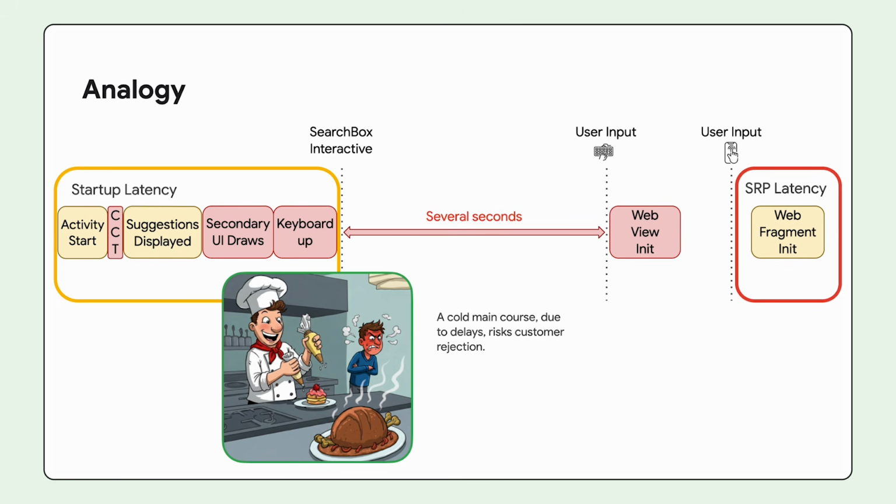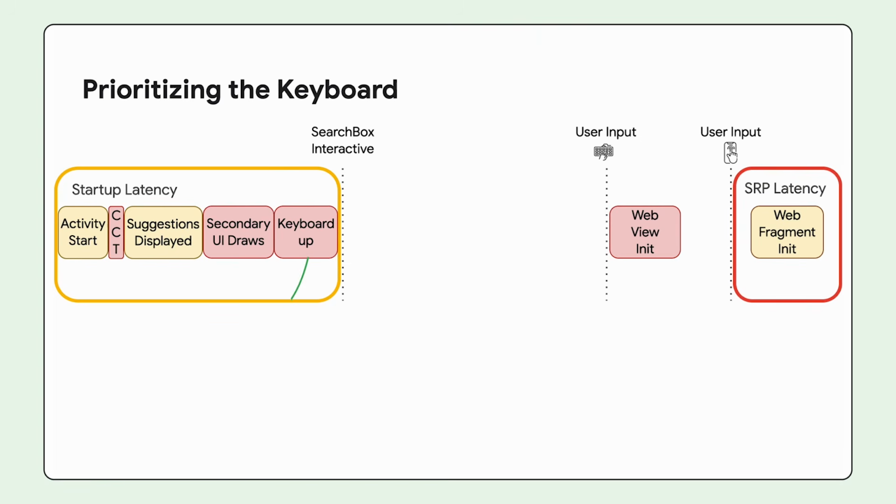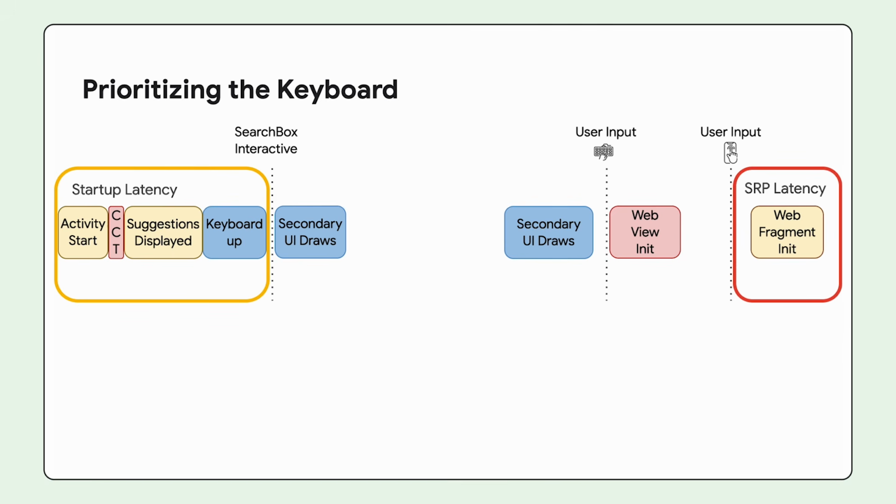A cold main course due to delays risks customer rejection. And this is a parallel to AJ's unfortunately high cancellation rate. And so we decided to tackle our non-optimal flow. The first step was to prioritize the keyboard. It didn't seem reasonable to make a user wait for secondary UI to be drawn before giving them the keyboard. So let's put it earlier and move it over for space.